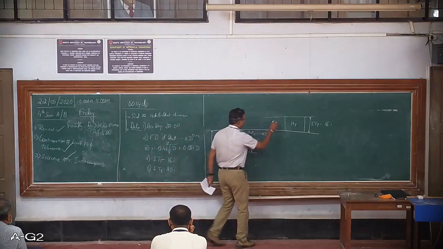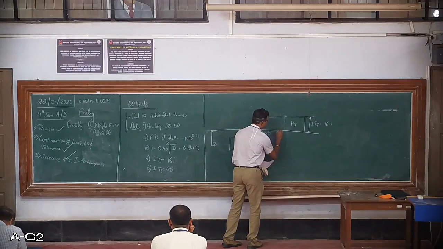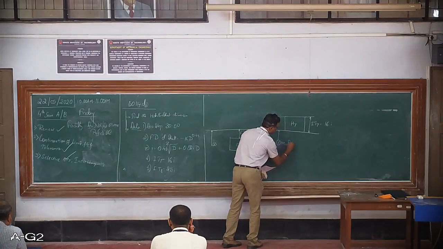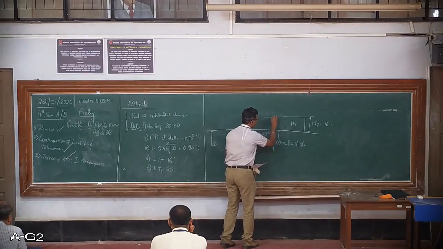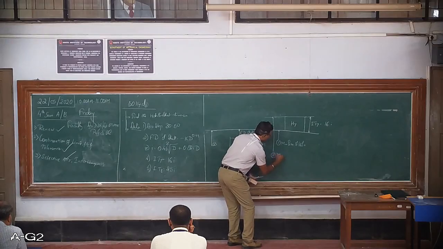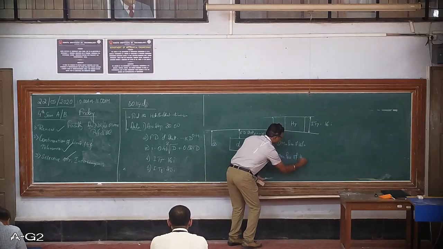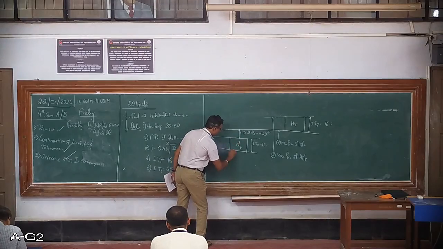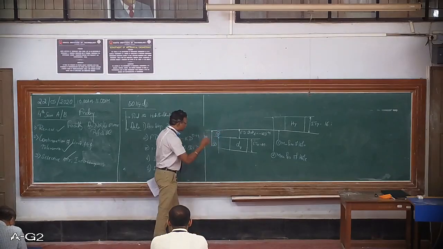Let us see what the values are. Let me number what we need to find out. One is the minimum size of the hole. Second, the maximum size of the hole. Next, number 3, the maximum size of the shaft.